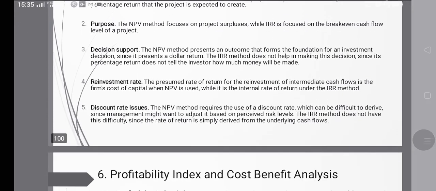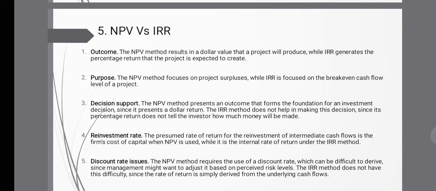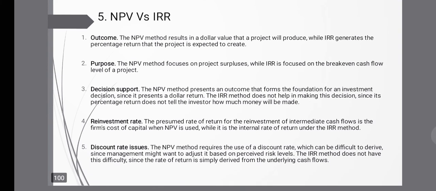Now if we compare NPV and IRR, the NPV method results in a dollar value. So NPV is calculated in dollar value, in rupee value, and IRR is generated as a percentage return. The NPV method focuses on project surpluses while IRR is focused on the break-even cash flow level of the project. In support, the NPV method presents an outcome that forms the foundation for an investment decision, since it presents a dollar return. The IRR method does not help in making this decision, since its percentage return does not tell the investor how much money will be made.